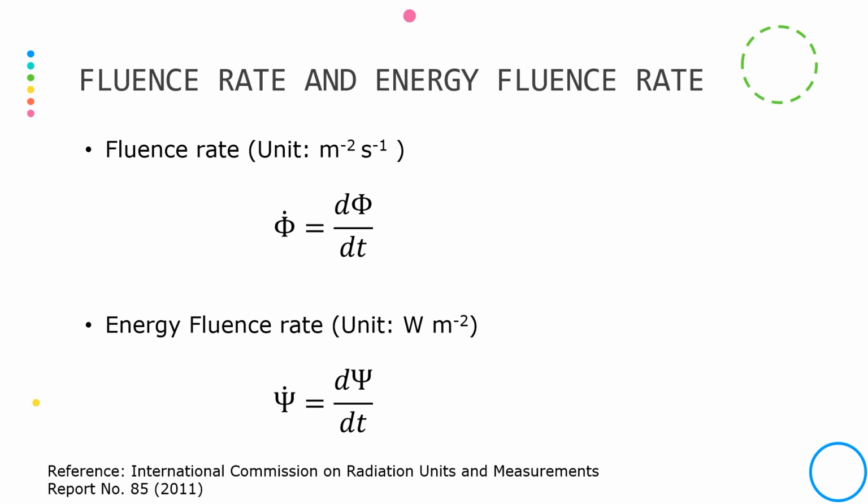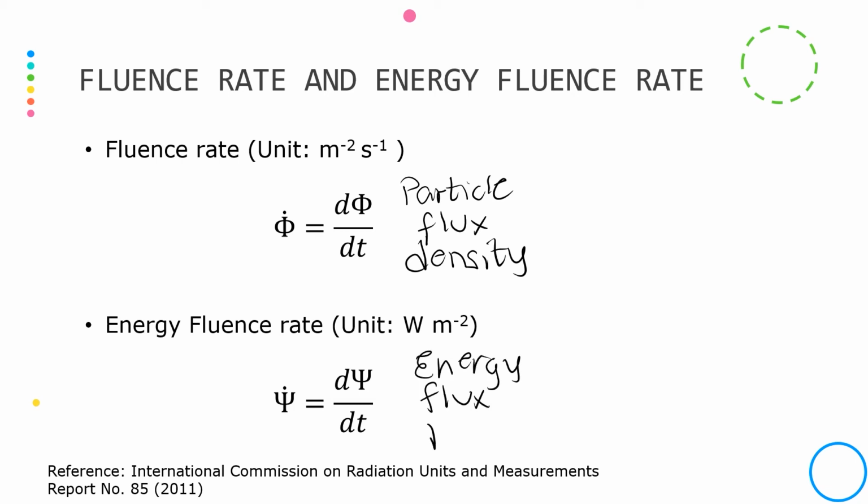We can also express fluence and energy fluence in terms of their time derivative. So we have their fluence rate and energy fluence rate as shown. In radiation transport, the fluence rate is also called the particle flux density, while the energy fluence rate is also called the energy flux density. Your d Phi here refers to the increment of the fluence in the time interval dt, while for the energy fluence rate, the d Psi here is the increment of the energy fluence in the time interval dt.